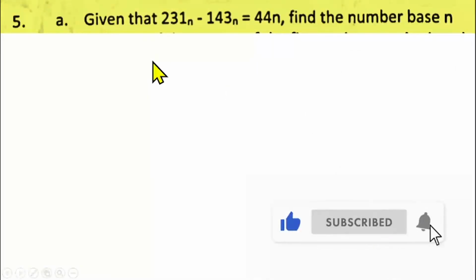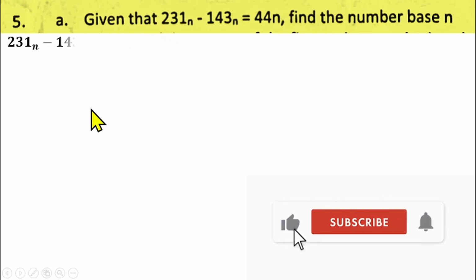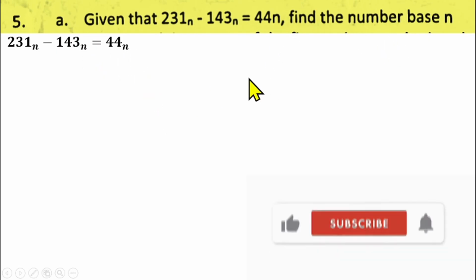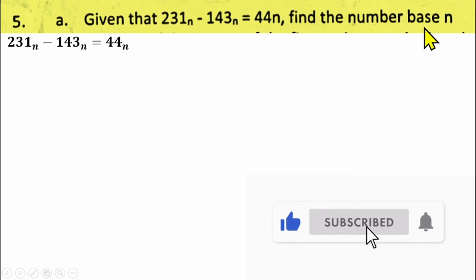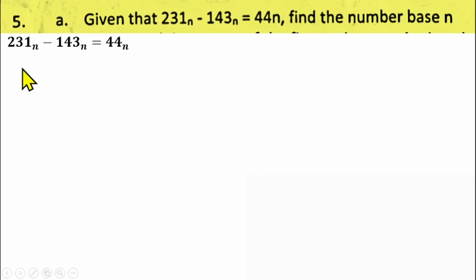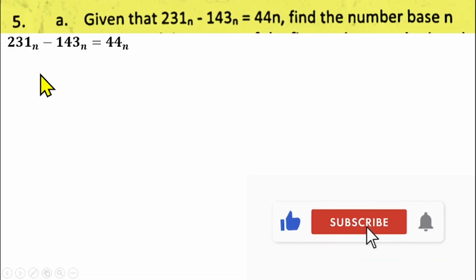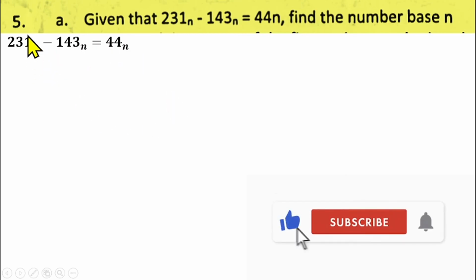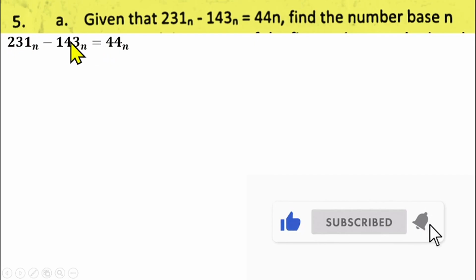Question number 5 is from number base. We are given that 231 base n minus 143 base n equals 44 base n. We have to find the number base n, so we have to find the value of n. I think we have done a question like this under one of the objective questions that we solved today. So the best thing is to change this to base 10 by tagging this number 0, 1, 2, 0, 1, 2, 0, 1, and you will now expand.